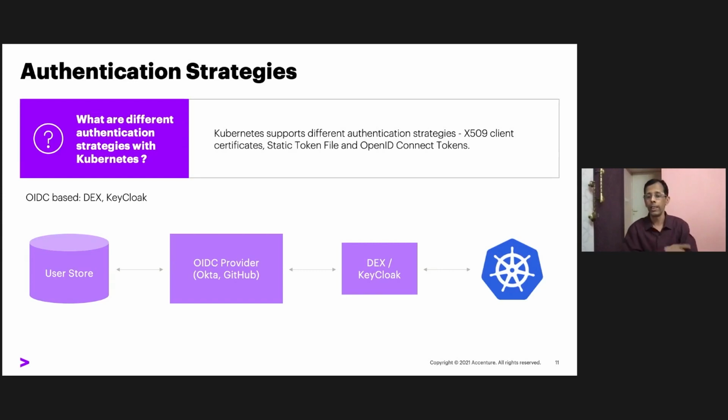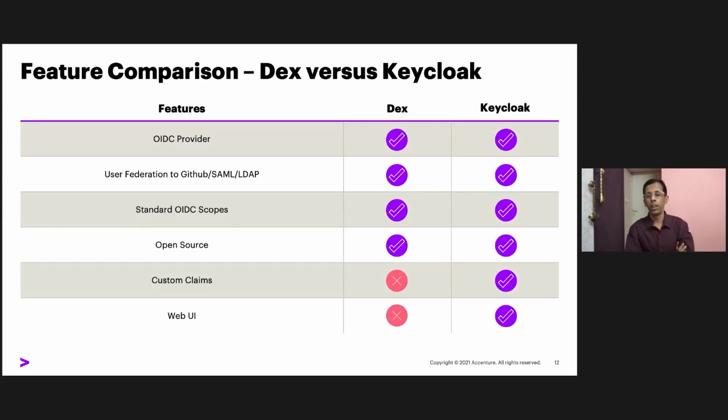If you could go to the next slide. This slide talks about feature comparison between DEX and Keycloak. I talked about DEX, but Keycloak is another similar open source project developed by CoreOS, and it's soon becoming part of Red Hat SSO, which offers similar features. So again it uses OIDC.